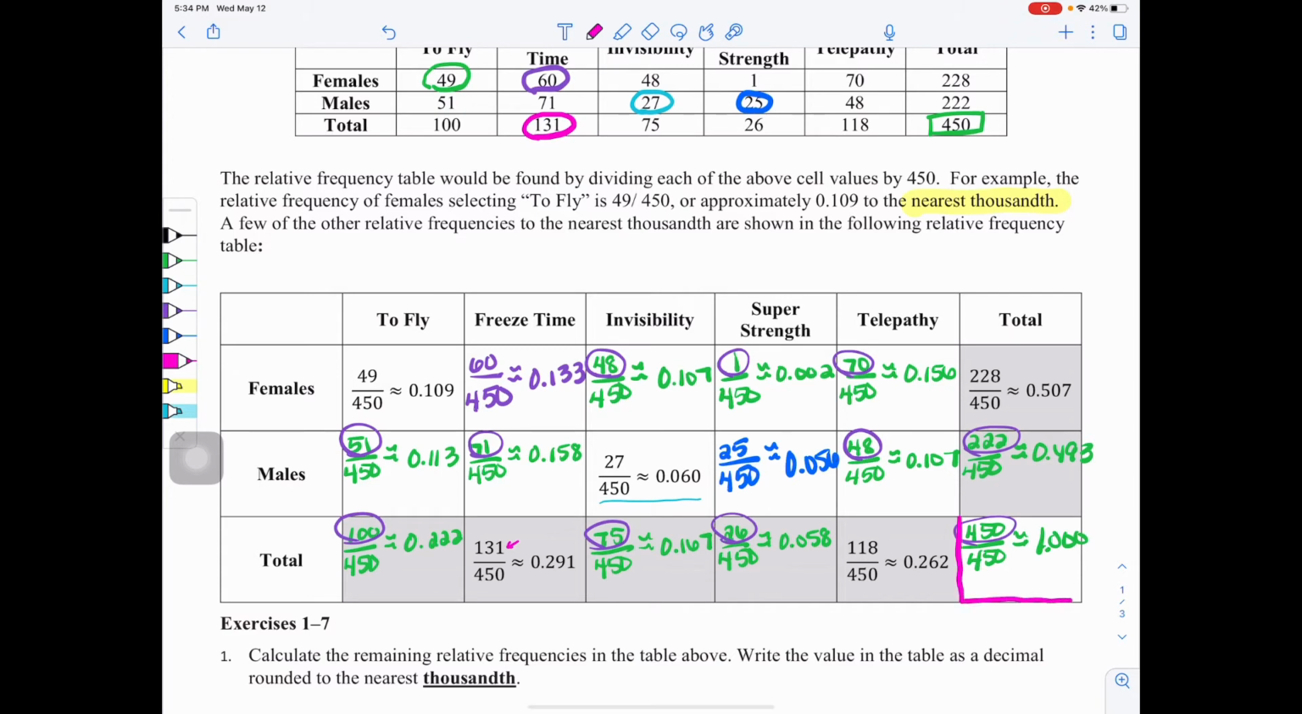This box right here, we know 450 is the total of all totals. So if you've done this correctly, this box should equal 1 to account for all of the people in the survey.